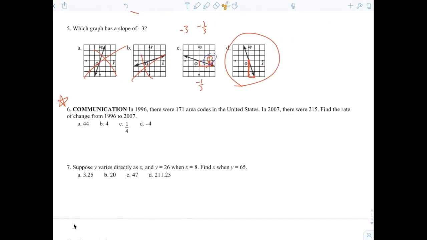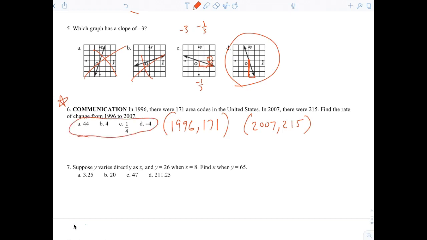Now, in 1996, there were 171 area codes in the United States. In 2007, there were 215. Find the rate of change. So in 1996, there were 171, and in 2007, there were 215. Does everybody understand how I'm writing it as an ordered pair? So again, it's just a slope. Do you agree? And how did it tip me off even if I didn't know?